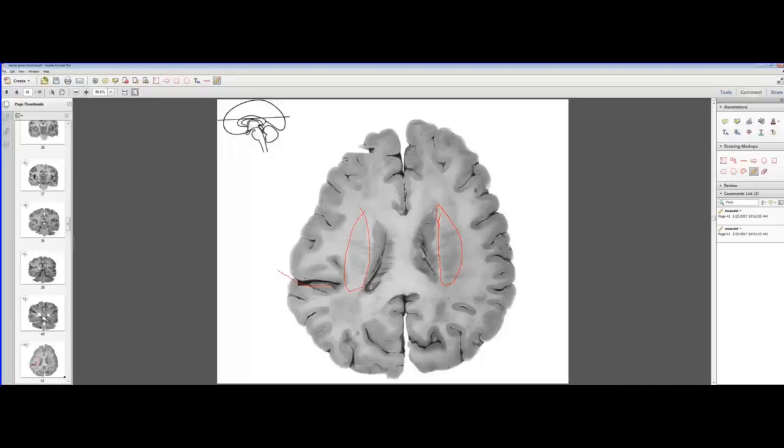These are the axons at the bottom of the cortex as they coalesce to go down and connect with other parts of the brain.